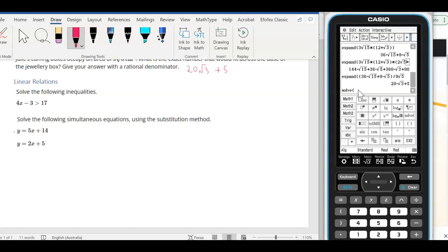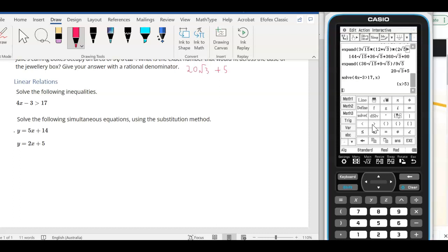So we're solving 4x minus 3. Now your inequality signs are in Math 3, so you can see we've got less than or equal to, greater than or equal to. So we want greater than, and 17. I know you can't see my arrow, so I'm looking at this button here. It's a bit hard to show. All right, comma x. So x is greater than 5.